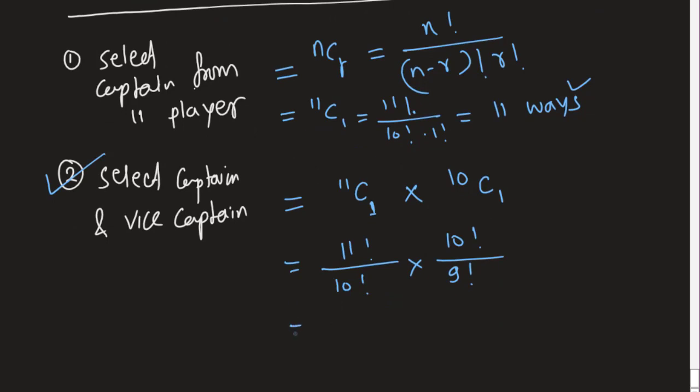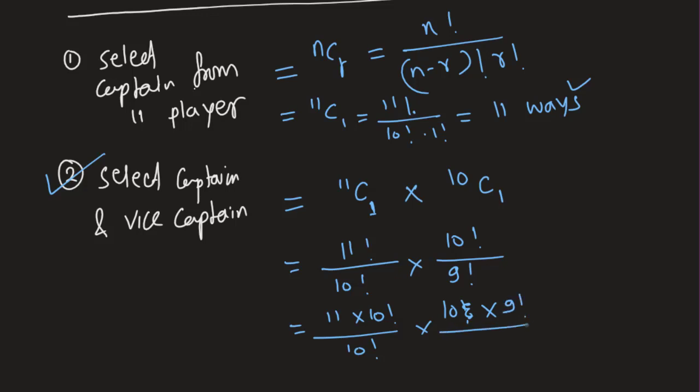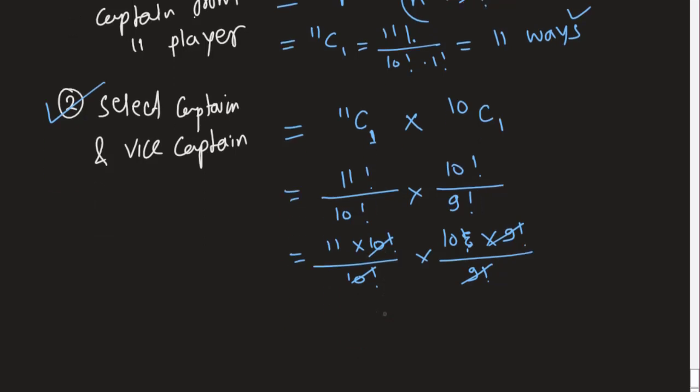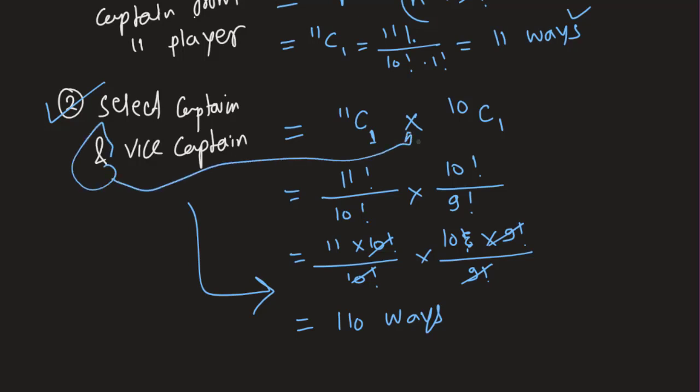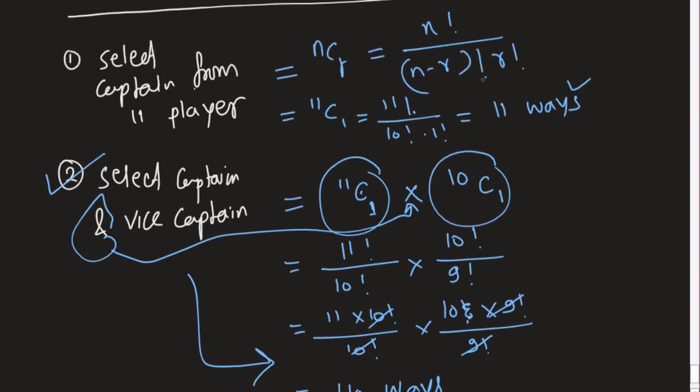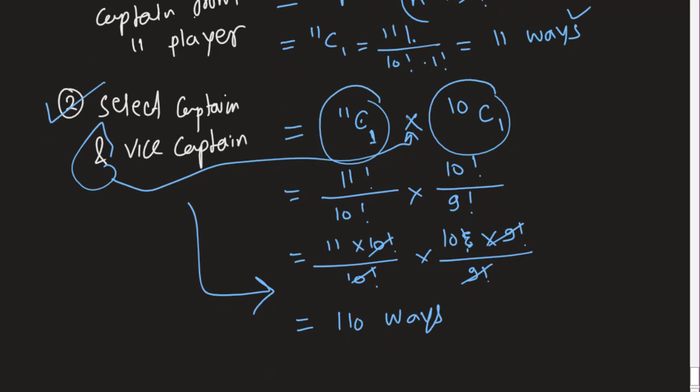That will be 11 into 10 factorial divided by 10 factorial, into 10 into 9 factorial divided by 9 factorial. So 9 factorial cancels out, 10 factorial cancels out, and the answer that we get is 110 ways in which we can select captain and vice captain. Whenever there is an 'and', remember that you have to do multiplication. So the formula is the same, nCr, but here you have to multiply these two combinations.